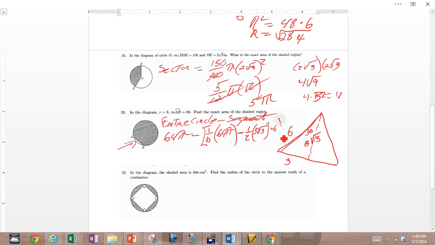So I'm going to leave you to clean that up, but it's not so hard to see that this is essentially 6/6 of 64 pi. So I'm basically having 5/6 of 64 pi, minus a minus, which makes it plus. 1/2 here makes that 1/2 of 3 times 6 times root 3, so that would be 9 root 3. So that would be my area in question there, okay?